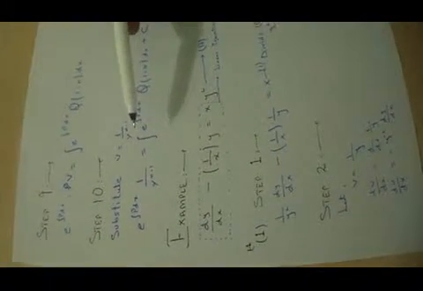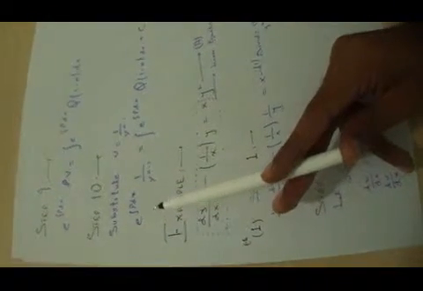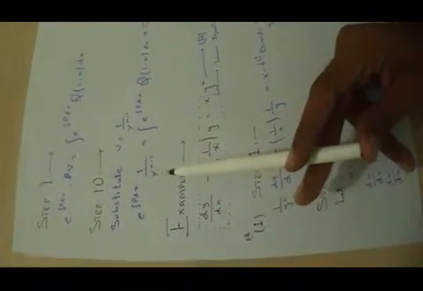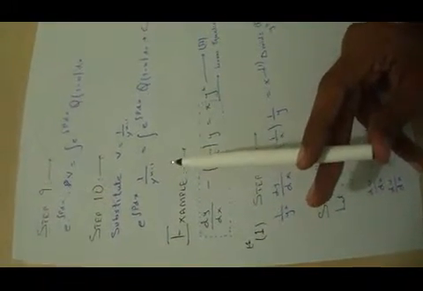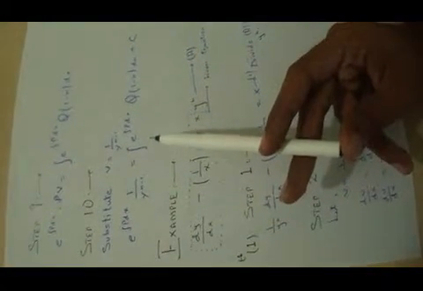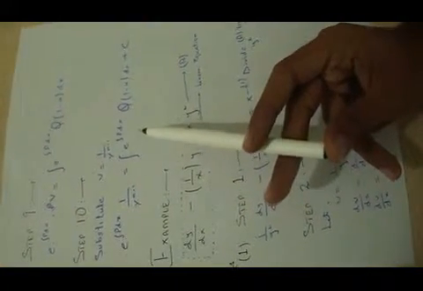Step 10 is that we substitute the value of v in the entire equation, and now our equation is the integrating factor e^(∫P dx) times 1/y^(n-1) equals ∫ e^(∫P dx) Q(1-n) dx + c.